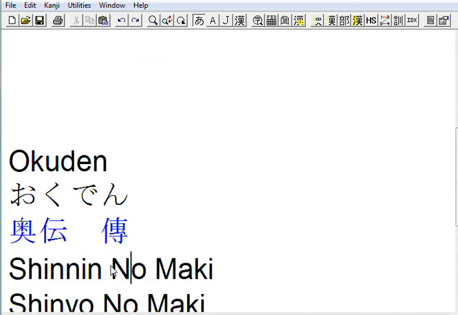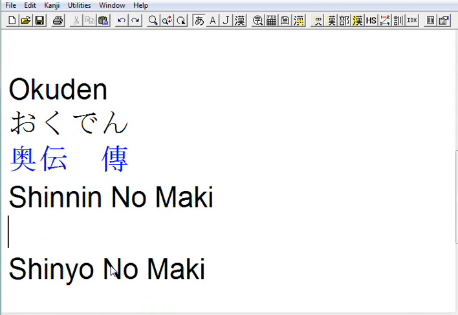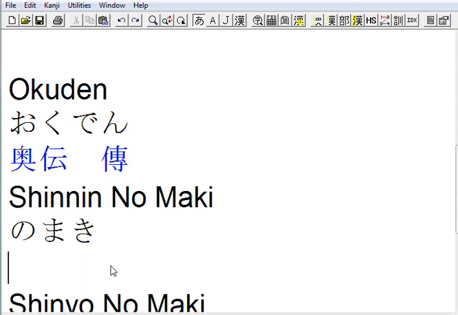Okay, so the name of the first board is Shinin no Maki. Okay, what does this mean? Okay, how do we say that? Well, the no Maki part, I'm going to write no Maki. And as we've seen in previous videos, this is not a problem. This means the scroll of. Okay? Where we get into problems is this word shinin.